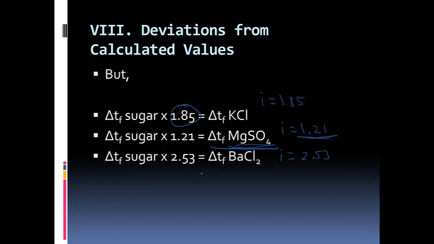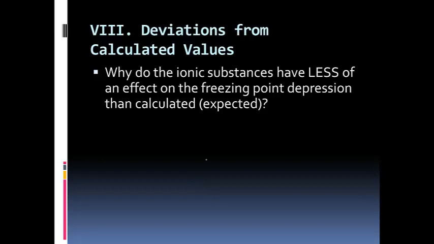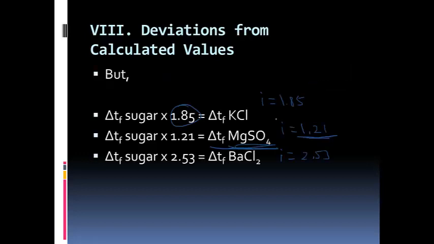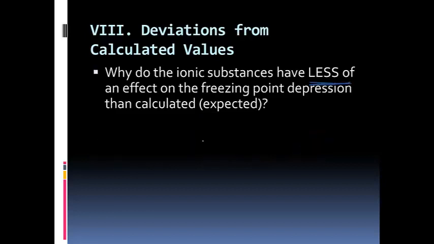So why do these substances have less of an effect on the freezing point depression than expected? It doesn't go down as much. The KCl should have made it go down twice as much as the sugar, and MgSO4 should be exactly the same, but it's even smaller. So why do we have a smaller effect? Well, take a look.